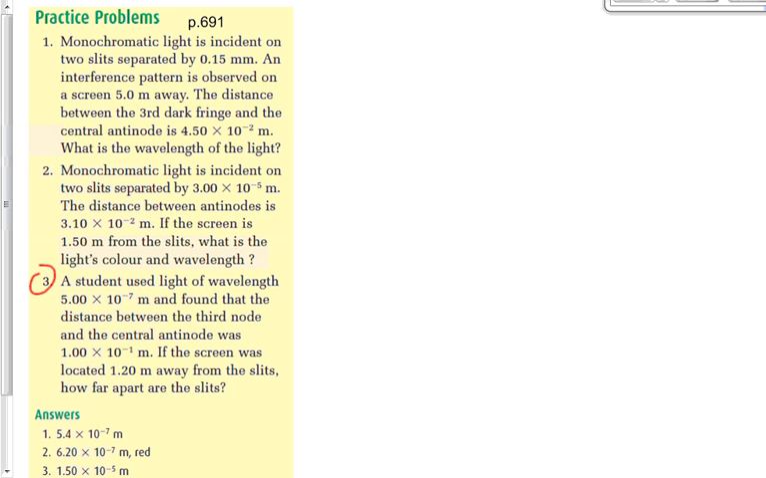Okay, number 3 it is. It says a student uses a light with wavelength 5.00 times 10 to the minus 7 meters, which is not a surprise because that's visible light, and we expect to see visible light in these questions. Found the distance between the third node and the central antinode. Third node and the central antinode.